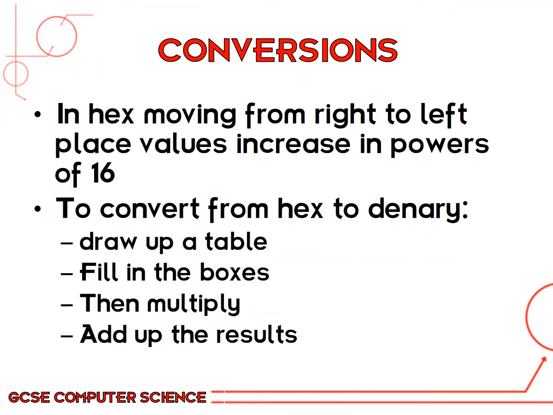So this is like one of the dead cert questions that you're going to get on your exam. You're always going to have to do some sort of conversions between hex, binary and denary. So in hex, if you move from right to left, you basically place values increasing in powers of 16. So in order to convert from hex to denary, what we've got to do is draw up a little table, and you fill in the boxes and then you multiply and add up all of the results. So right now you're probably thinking, I haven't got a clue what you're talking about. But on the next slide, you'll see examples. Once you've gone through the examples, it's really, really easy.